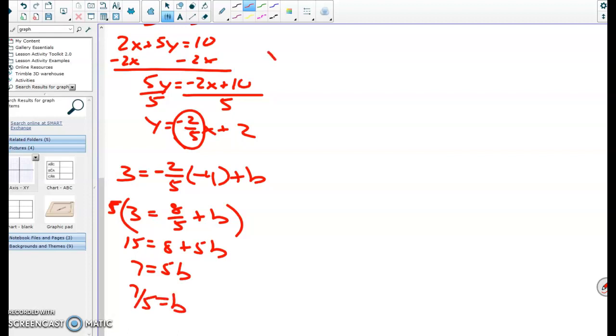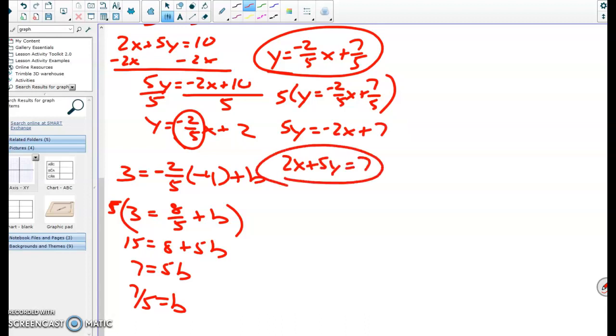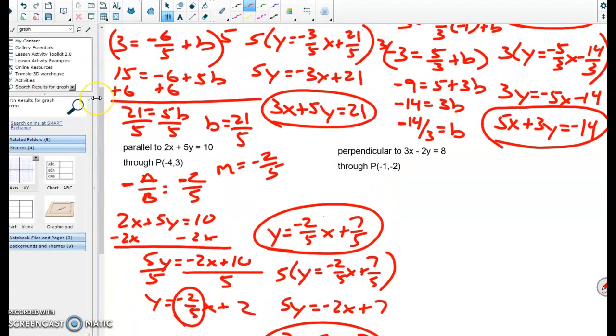So the equation of my line is going to be y equals negative 2/5 x plus 7/5. Now when I go to put that in standard form, I'm multiplying everything by 5. We get 5y equals negative 2x plus 7, and you add 2x to both sides. And my answer is 2x plus 5y equals 7. 2 times negative 4 is negative 8. 5 times 3 is 15. Negative 8 and 15 is 7.